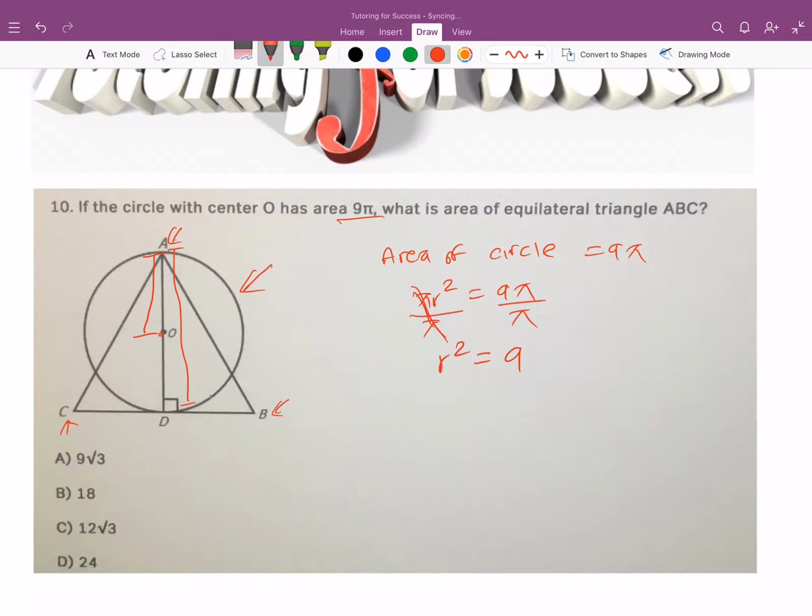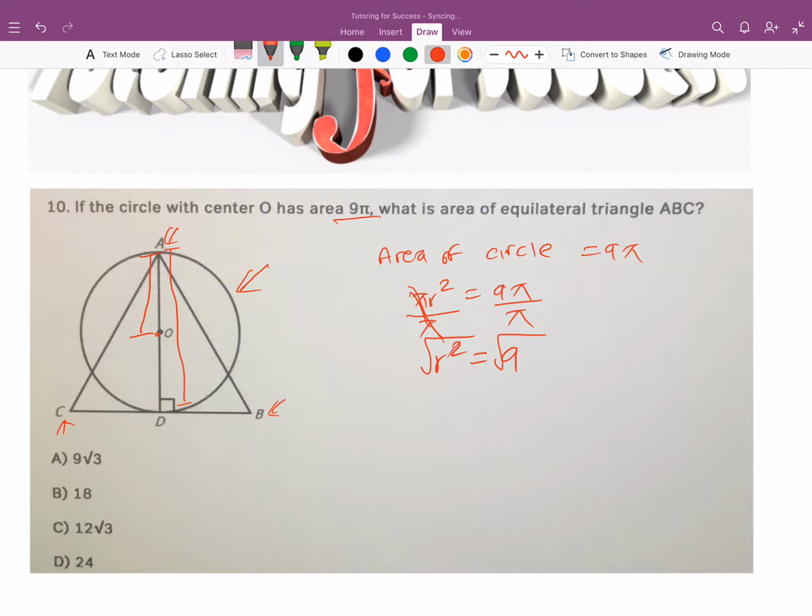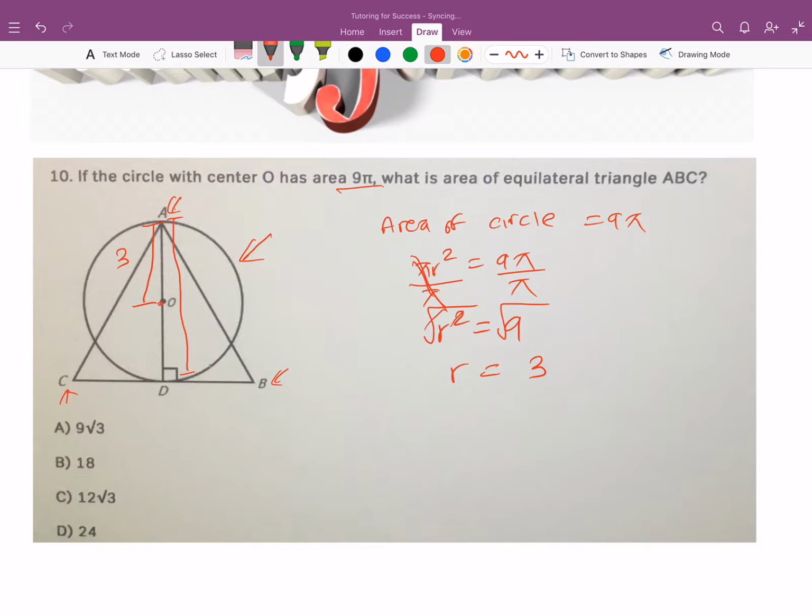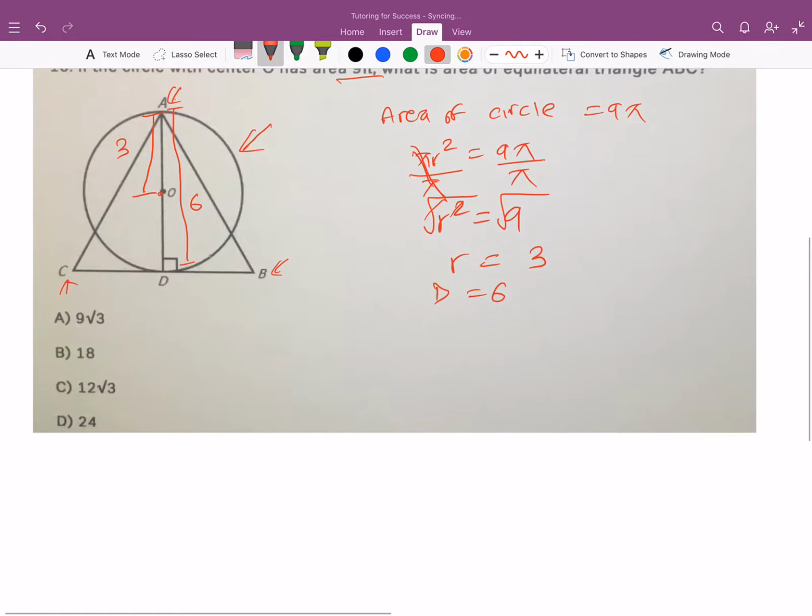R squared is 9, but that is not what I'm looking for. I'm looking for r by itself, so take the square root. That cancels out, and you have r on this side and 3 on that side. So the radius is 3. If this part is 3, this part is 6, because twice the radius is my diameter. So D, denoting the diameter, would be 6.